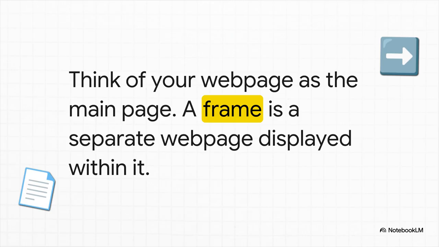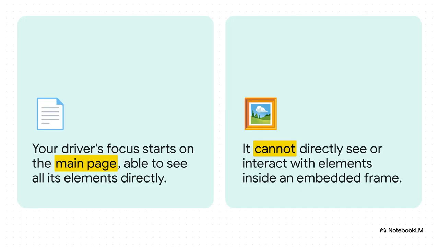I want you to imagine your main web page is a big office building. When your Selenium driver starts, it's standing in the lobby. Now, an iFrame is like a security monitor hanging on the wall of that lobby. By default, your driver can interact with everything in that lobby. The front desk, the elevators, even the potted plants. It can see that security monitor on the wall. But here's the catch. It can't reach through the screen and interact with the things happening on the security feed. That feed is a totally separate world. And that is exactly why you get no such element exception. Your driver is looking for an element in the lobby that's actually on the monitor.